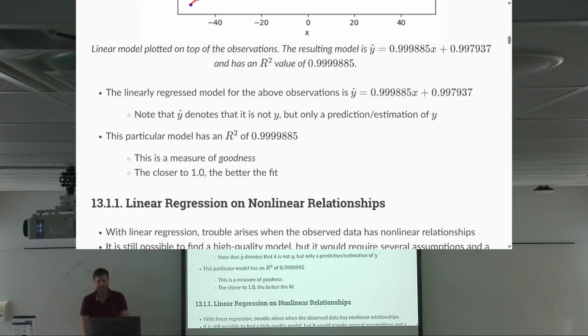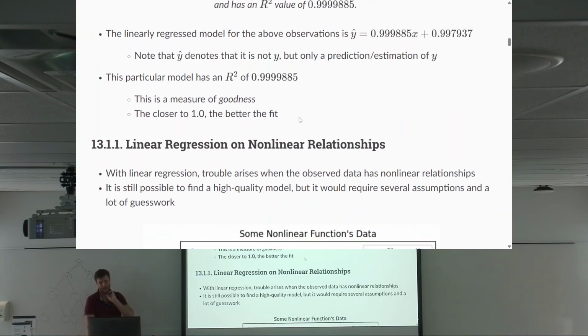Yeah, y hat denotes that it's not y, but only a predictor, a prediction of y, right? So if you gave me an x, I can't tell you what you would really see, but I could tell you that I'm pretty sure you're going to get whatever this calculates to, right? About 2. So if you give me 1, it's going to be about 2, right? Is it really going to be 2? I don't know, but it's going to be close.